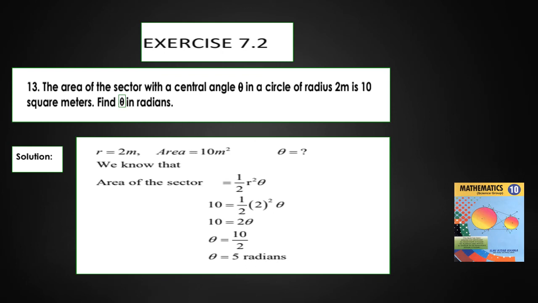So 10 is equal to 2 theta, because 2 and 2 cancel, so 2 theta. So dividing by 2 on both sides, it means theta is equal to 10/2. Theta is equal to 5 radians.